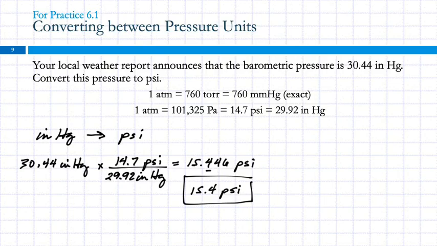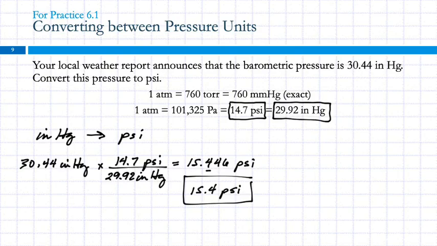Any questions? Where's the 14.7 from? The 14.7 came from right here. I don't understand why 14.7 is psi. Well, because this table here tells me that 14.7 pounds per square inch is equal to 29.92 inches of mercury. And I was saying like PA equals 14.7. PA is pascals. It's a different unit.